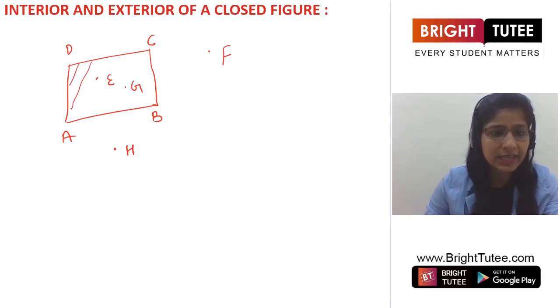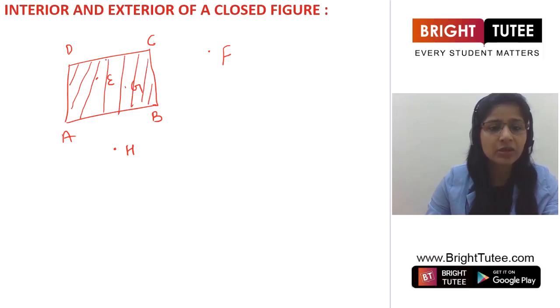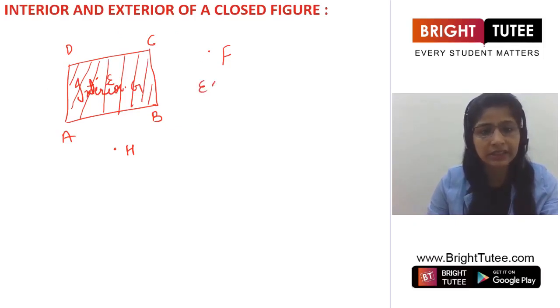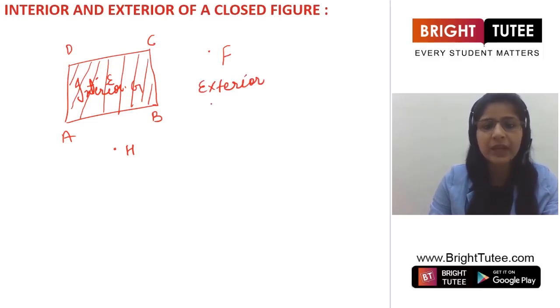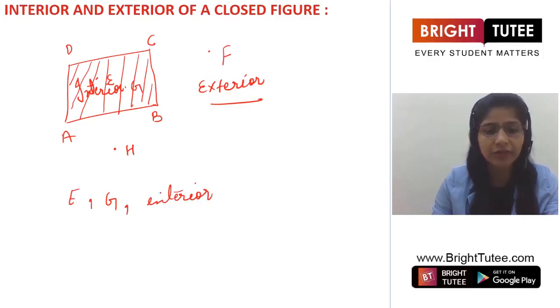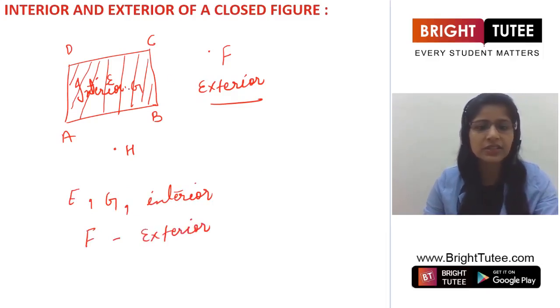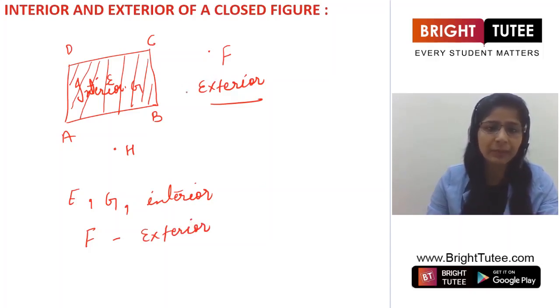The part which is inside the boundary of the quadrilateral, that I am shading, is known as the interior of the polygon, and the portion outside it will be known as the exterior, as I am writing here. So now if I ask you what are the points in the interior of ABCD, the points are E and G, which are in the interior of it, and in the exterior the point F is there. So point F is in the exterior of it. This is a very simple thing that you can all keep in mind.